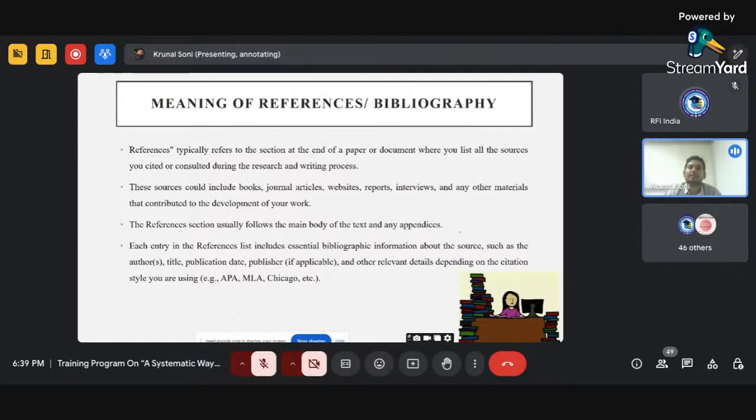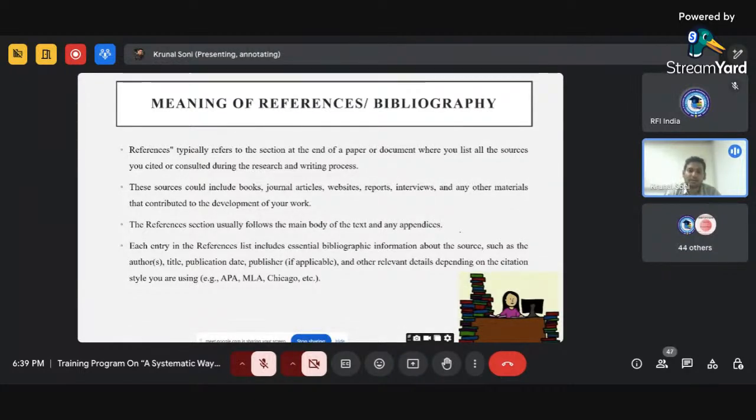That is why it is very important that this is properly managed and executed. So that is where references need to be done. These sources could include books, journals, articles, website articles, and reports, whether financial reports, company reports or auditor reports, whatever supports your research work. All of that could be part of referencing and bibliography.